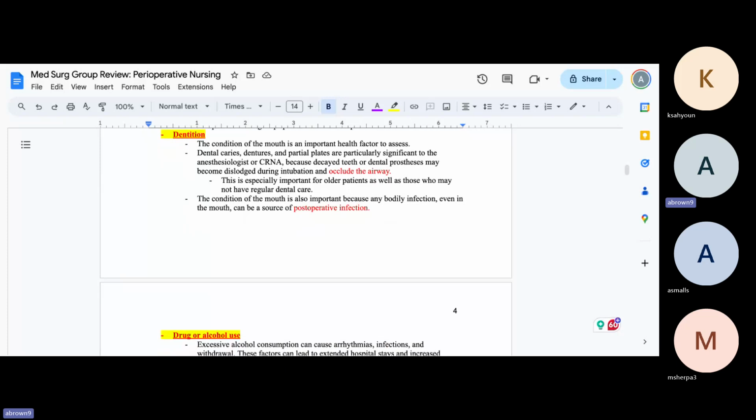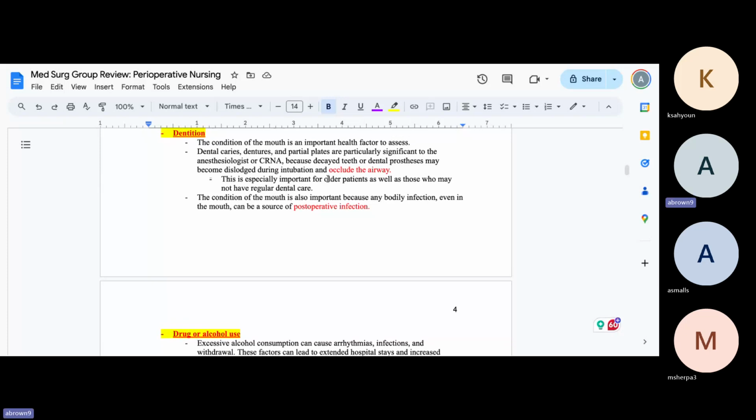Dentition, the condition of the mouth, is an important health factor to assess. You want to know if this patient has any dental caries, dentures, or partial plates, because they're particularly significant to the anesthesiologist or the CRNA, because decayed teeth or dental prosthesis may become dislodged during intubation and occlude the airway. So you just want to know if they have any fake teeth or dentures, because if they're wearing them during surgery and you didn't know, they could occlude the airway.